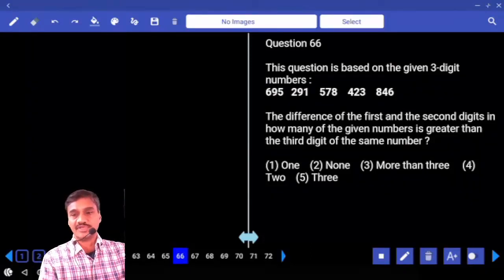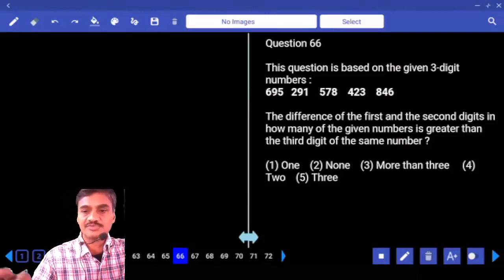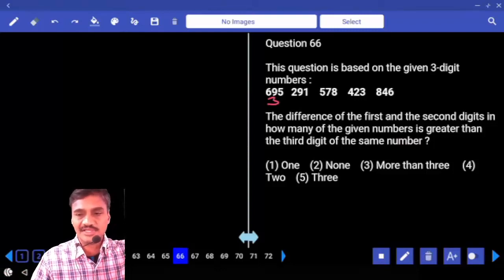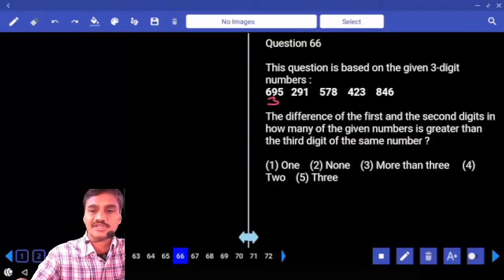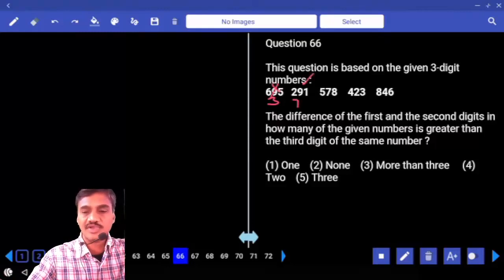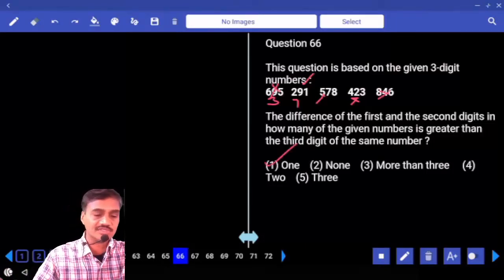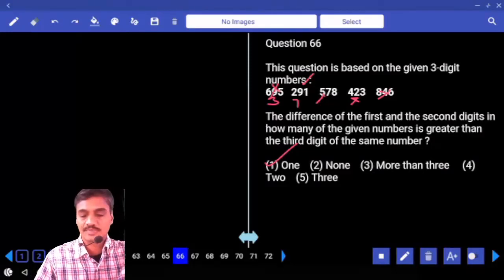The difference between which two? First and the second is, now here the difference between these two is how much? 6 minus 9 is 3. Now is it greater than third digit or lesser than? Lesser than, hence it cannot be your answer. 2 minus 9, 7, it is greater than. 5 minus 7, it is not greater than. 4 minus 2, not greater than 3. 8 minus 4, not greater than. Hence what is your answer here? 1, that is choice 1, question number 66.